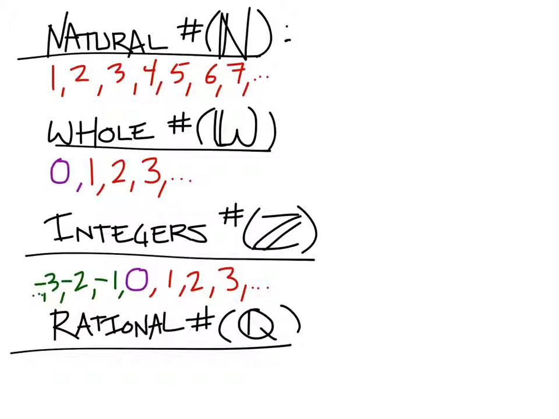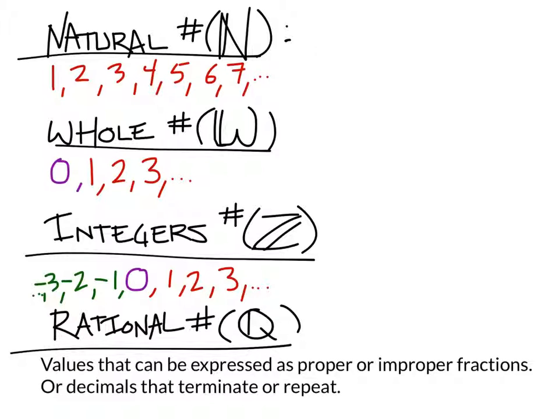Rational numbers can be expressed in several different ways. I'm just going to type this one in. Rational numbers are numbers that can be expressed as proper or improper fractions. As decimals, they would be repeating or terminating. There we go. I'm too lazy. So this would be rational numbers.